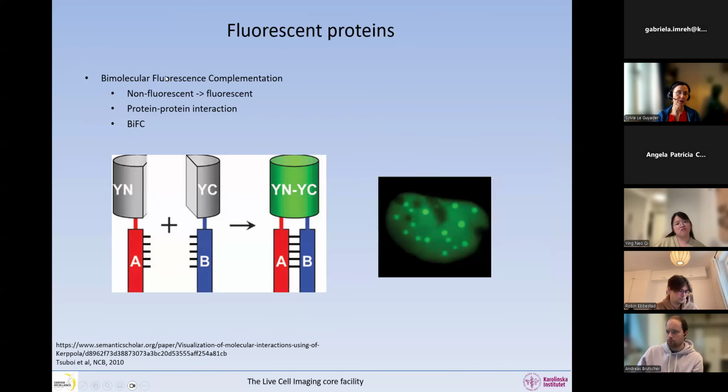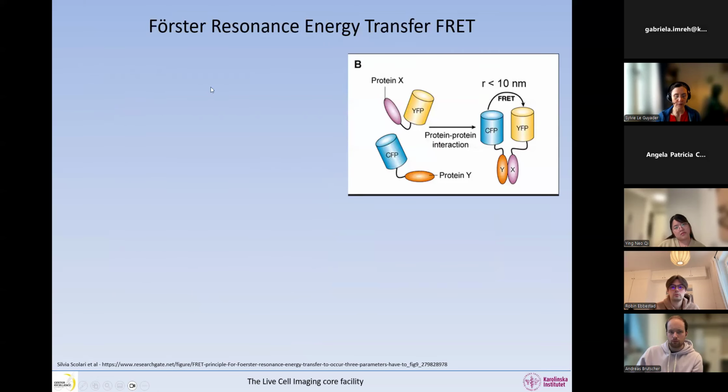Another type of specialized fluorescent proteins are those used for bimolecular fluorescence complementation, or BiFC, where we fuse one molecule of interest onto half of the fluorophore and the other molecule of interest onto the other half. And when these two molecules come together, then the fluorophore is reconstructed and it starts fluorescing. So that is one way to see molecular interaction.